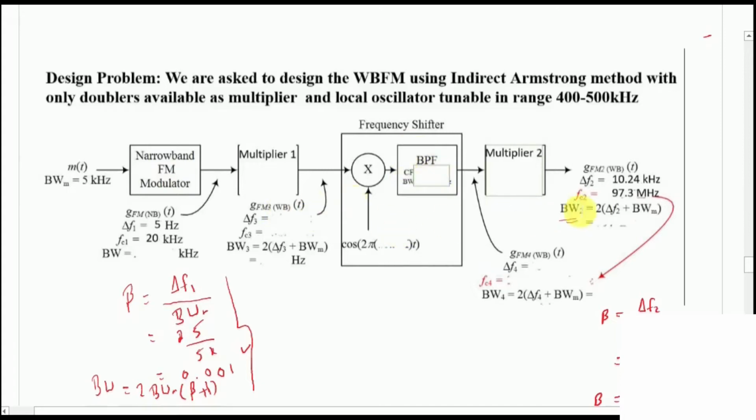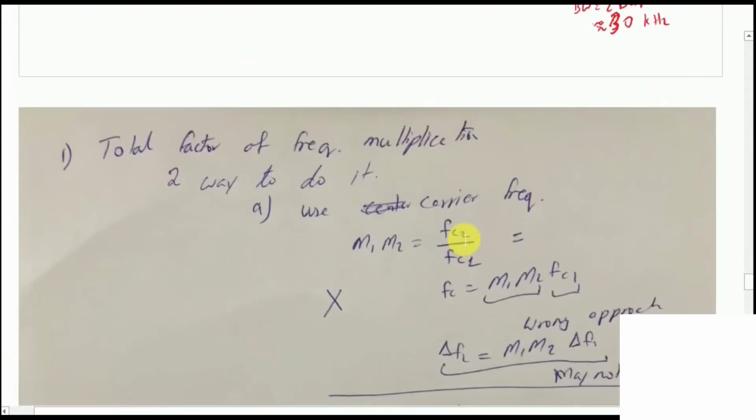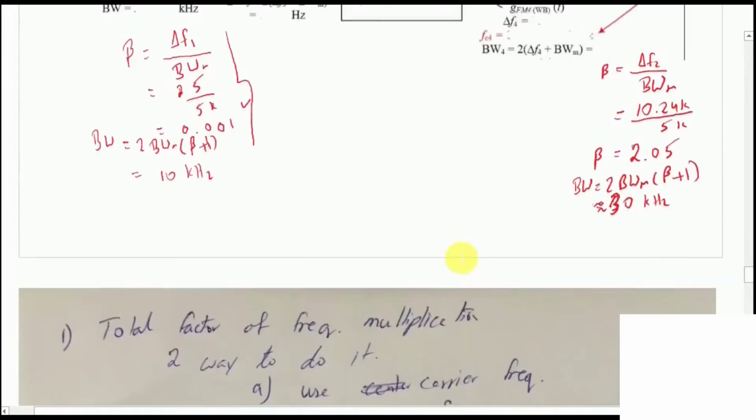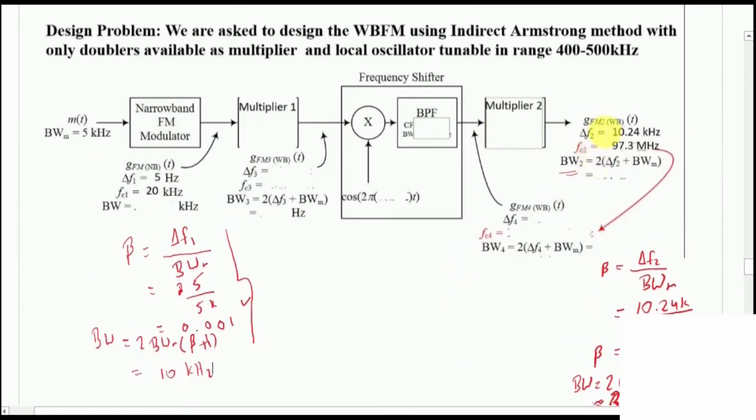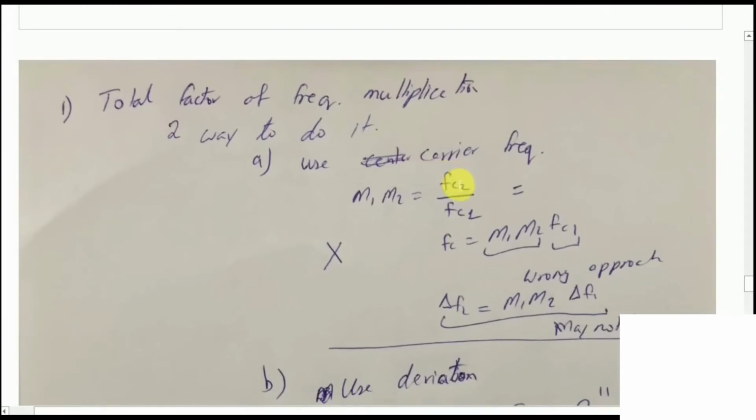So if we do the analysis based on the carrier frequency, that is FC2 by FC1, we will be stuck in terms of frequency deviation. As I mentioned, delta F2 is equal to M1 M2 delta F1. If we multiply delta F1 by M1 M2, we might not get this deviation if we originally select the carrier frequencies FC2 and FC1. So this is the reason that we do not go by this approach.